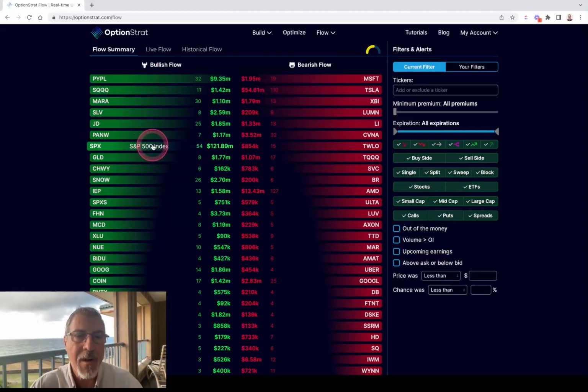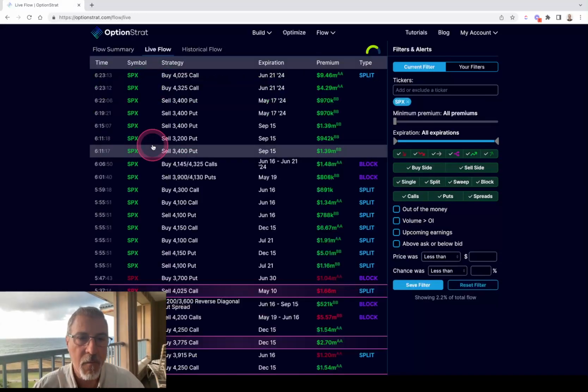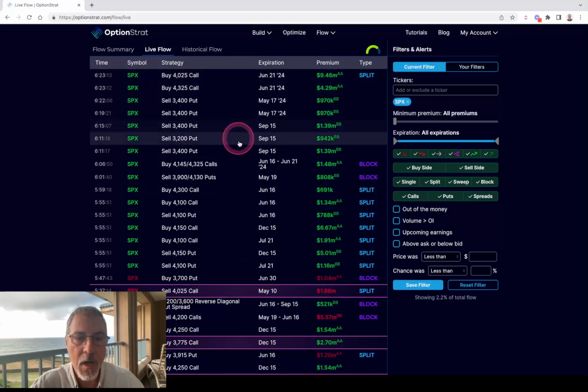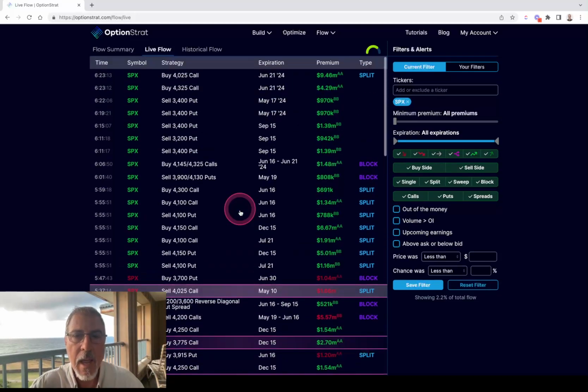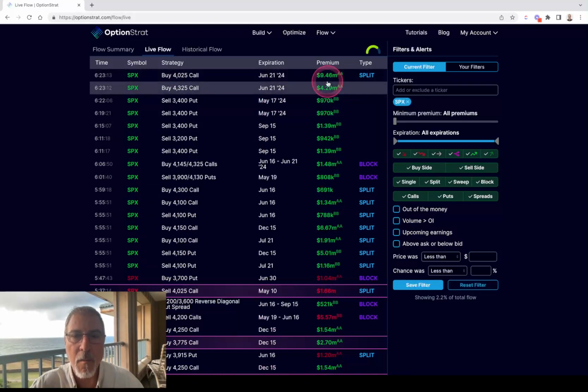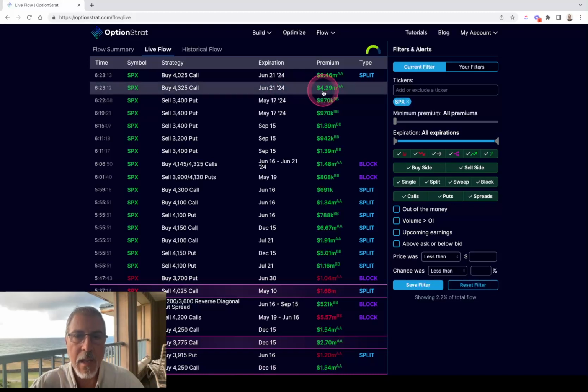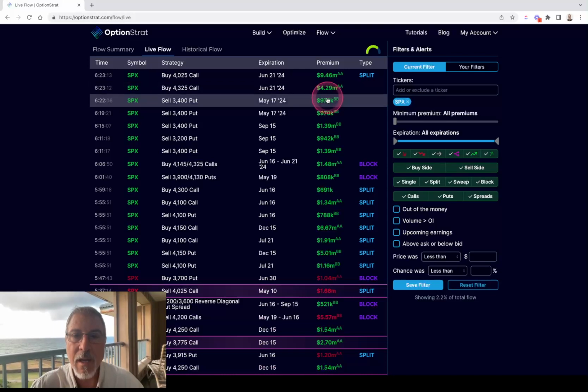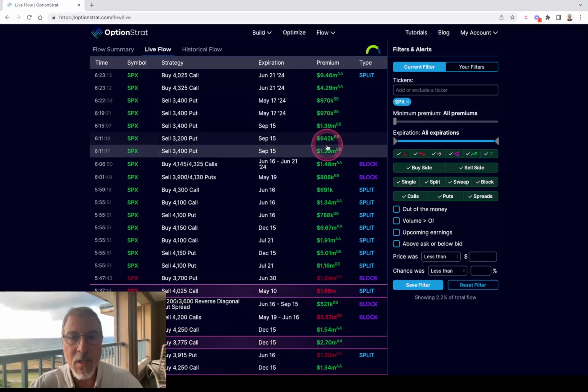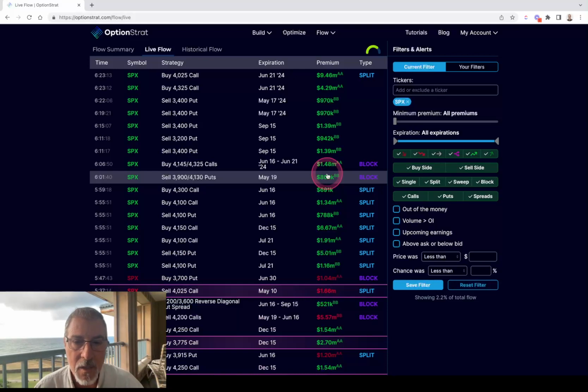Now, if you are in the free version of OptionStrat, you probably don't have this. This is something that is in the premium version, but let me show you why it's so valuable. I can come in here and look at this flow, and this flow is telling me that people are buying long calls, and they're buying a lot of them: 9 million, 4 million, 970,000, etc. So a lot of money is going out here in bullish positions.